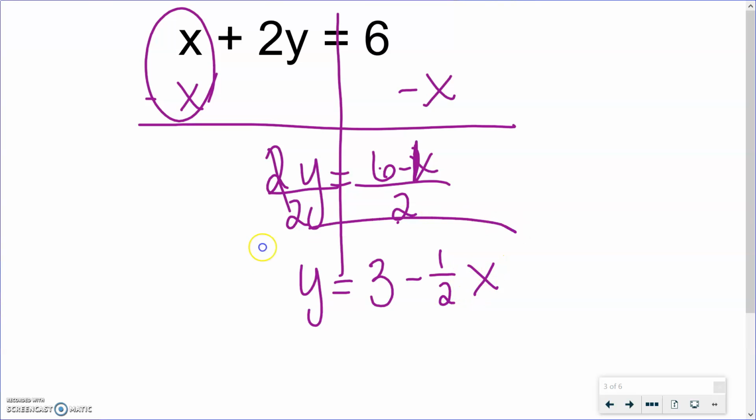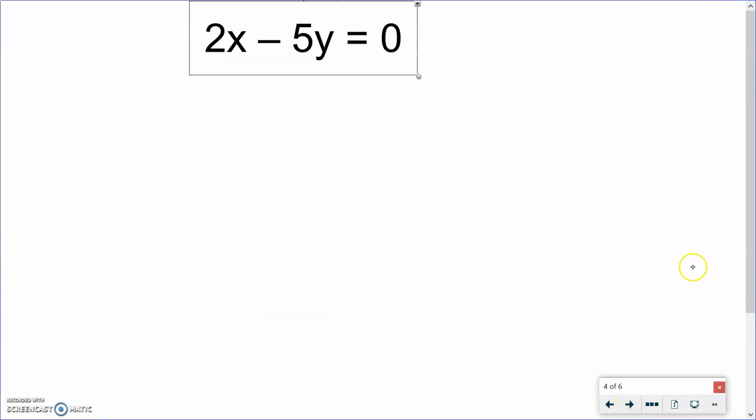Okay, and we're done. So again, our goal is always to get that y term by itself. We want to isolate the y variable by using inverse operations. Okay, so let's look at the next one here. This next one we have is 2x minus 5y equals 0. Again, our goal is going to be to get that y term, that negative 5y by itself. So we need to get rid of this 2x first.